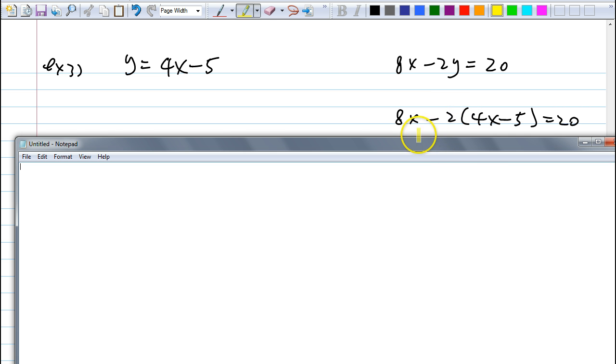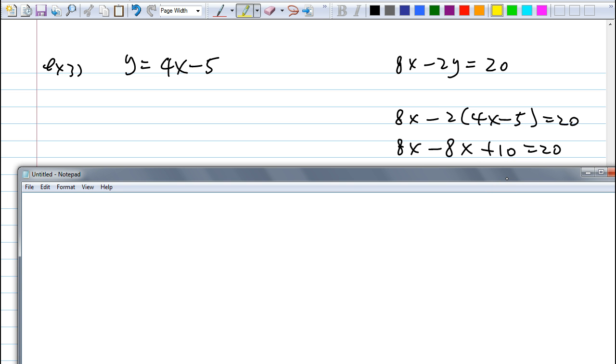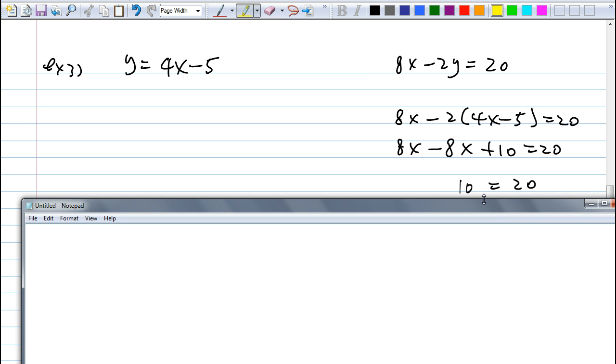So I get 8x, negative 2 times 4x, which is negative 8x. What's negative 2 times negative 5? Positive 10. That's what you should have gotten, right? And of course, what's 8x minus 8x? 0. So we get 10 equals 20. What? Isn't that what we get? I got 0 equals 0. Okay, so you shouldn't have gotten 0 equals 0. But Claire, do you follow me? After this, how did you get 0 equals 0? I magically discovered that negative 2 times negative 5 is 20. Ah, okay.